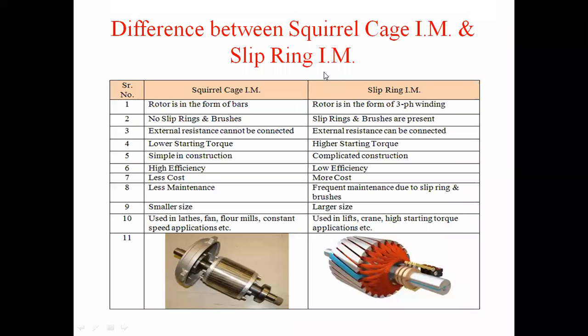So here this is actually the difference. हा difference तुम्हाला maybe परीक्षेमध्ये 8 मार्काला विचारला जाऊ शकतो. Okay, so basically this is the actual difference between the slip ring and squirrel cage induction machines.